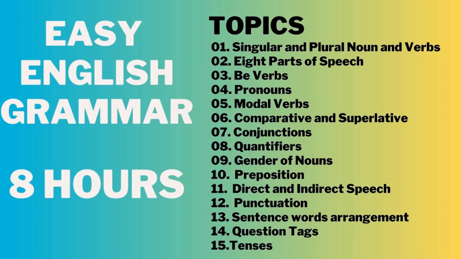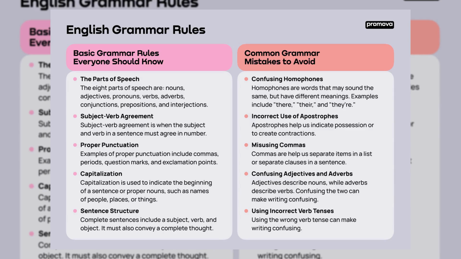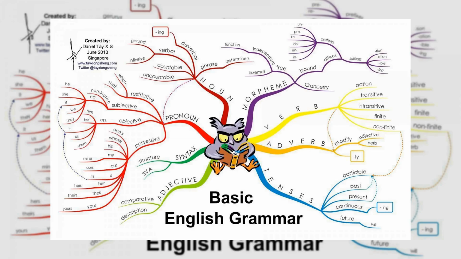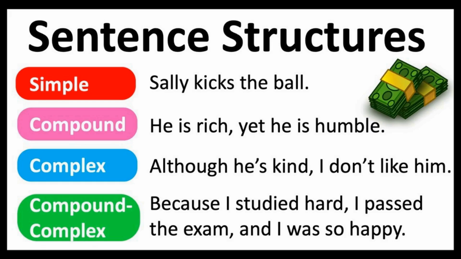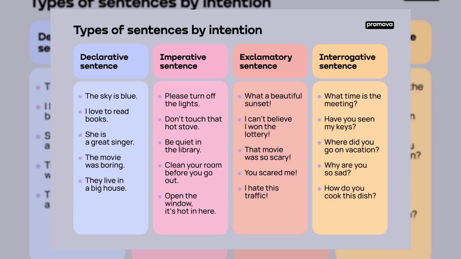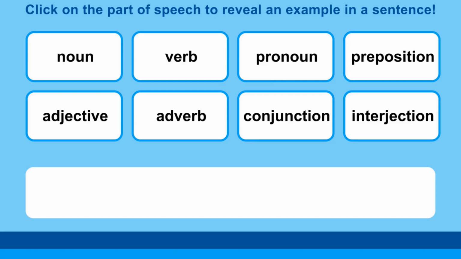Lecture 2, Understanding Sentence Structure. Objectives. Learn the basic structure of English sentences. Understand subject, verb, and object roles. Basic sentence structure. In English, a sentence typically follows this pattern: Subject plus verb plus object, SVO. Subject, S, who or what is doing the action. Example, she, subject, reads. Verb, V, the action or state. Example, she reads. Object, O, the thing or person receiving the action. Example, she reads a book.